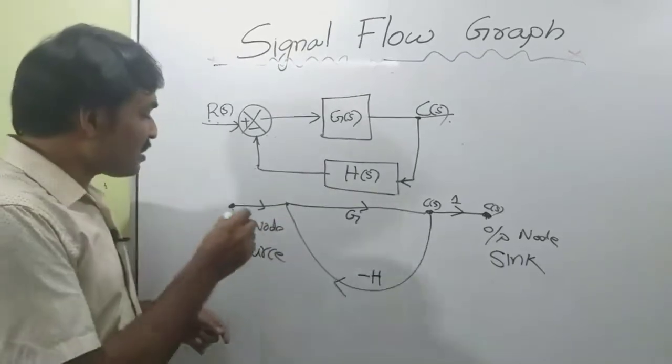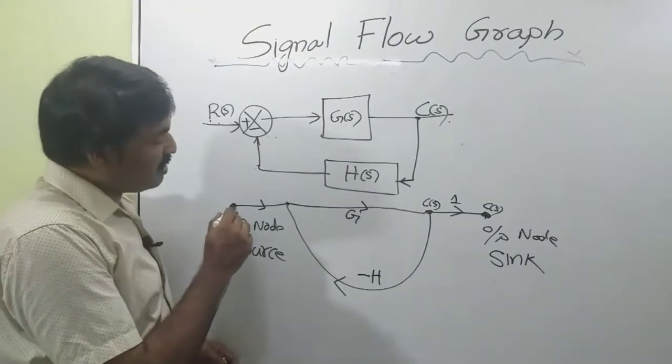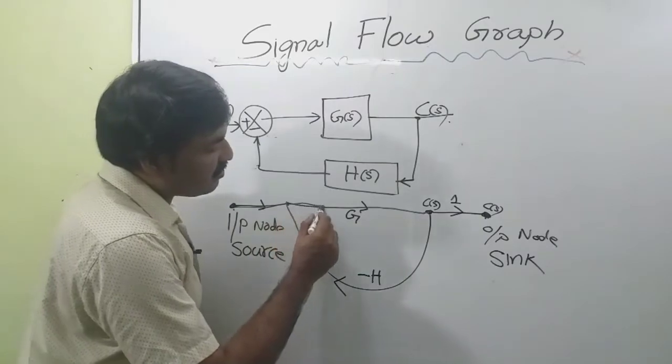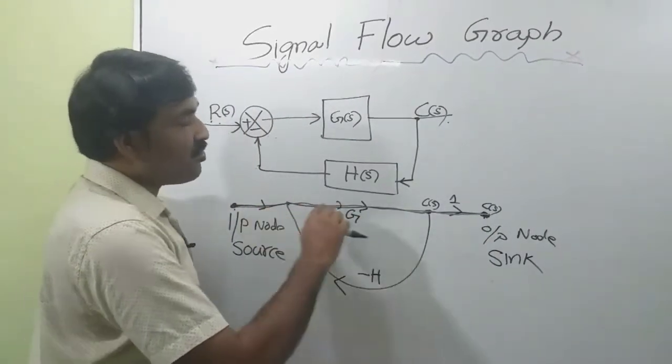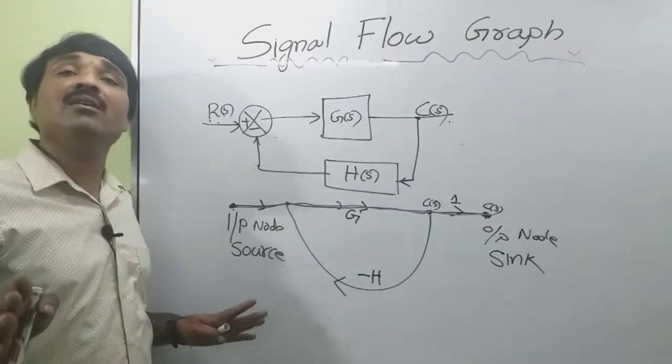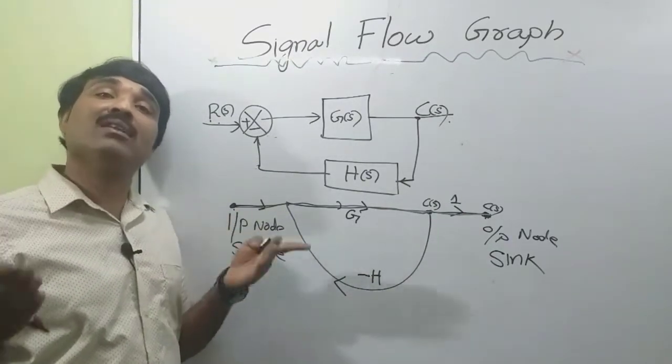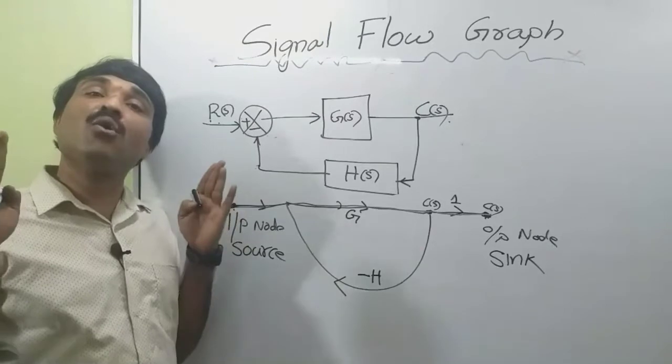In this figure, suppose I am traveling from the input node through this path, then I am going towards this node like this. So during this path, no node repeats more than once and no branch repeats more than once. Such a path is called a forward path.